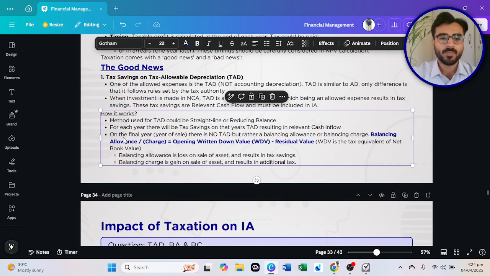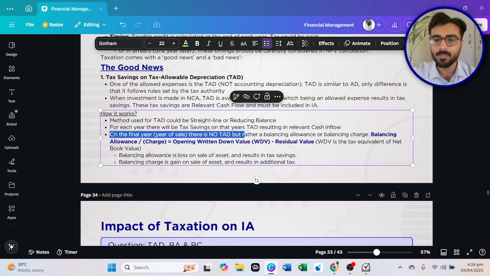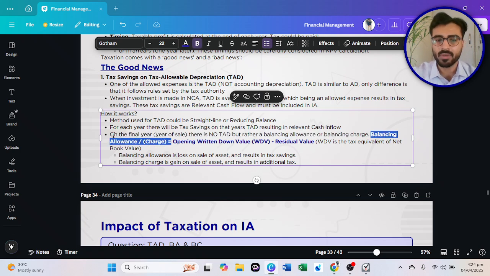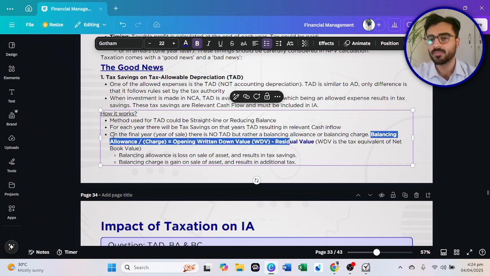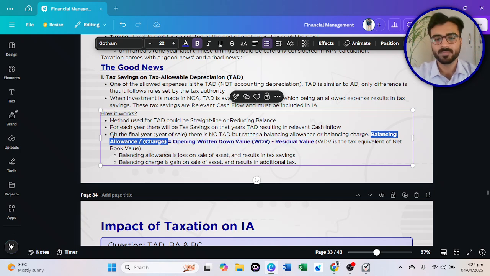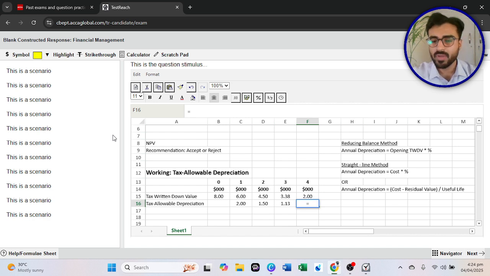Let's read this point. In the final year of sale, there is no tax allowable depreciation, but rather a balancing allowance or balancing charge. So what is the balancing allowance or balancing charge? How is it calculated? The balancing allowance or balancing charge is calculated as opening tax written down value minus residual value. So a very simple formula: opening tax written down value minus residual value. So let's calculate it. What is the opening net book value or opening tax written down value? It is 3.38 minus the residual value, what is it? 2,000. So this is the balancing allowance.